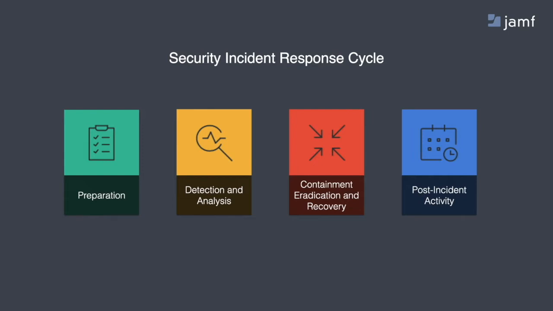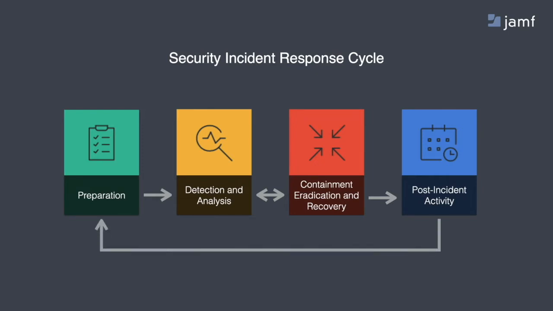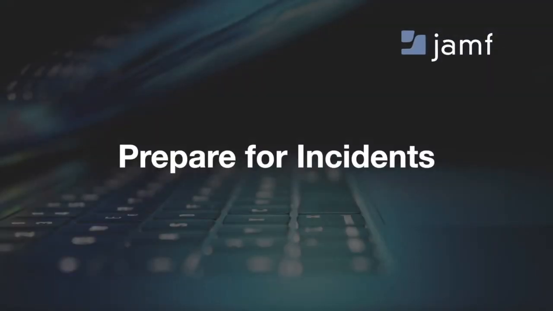The incident response cycle you see here was set forth by the National Institute of Standards and Technology, or simply NIST. This covers the four components of incident response as preparation, detection and analysis, containment, eradication, and recovery, or remediation, post-incident activity, and then simply starts at the beginning all over again. So let's start with the first step of building an IR plan.